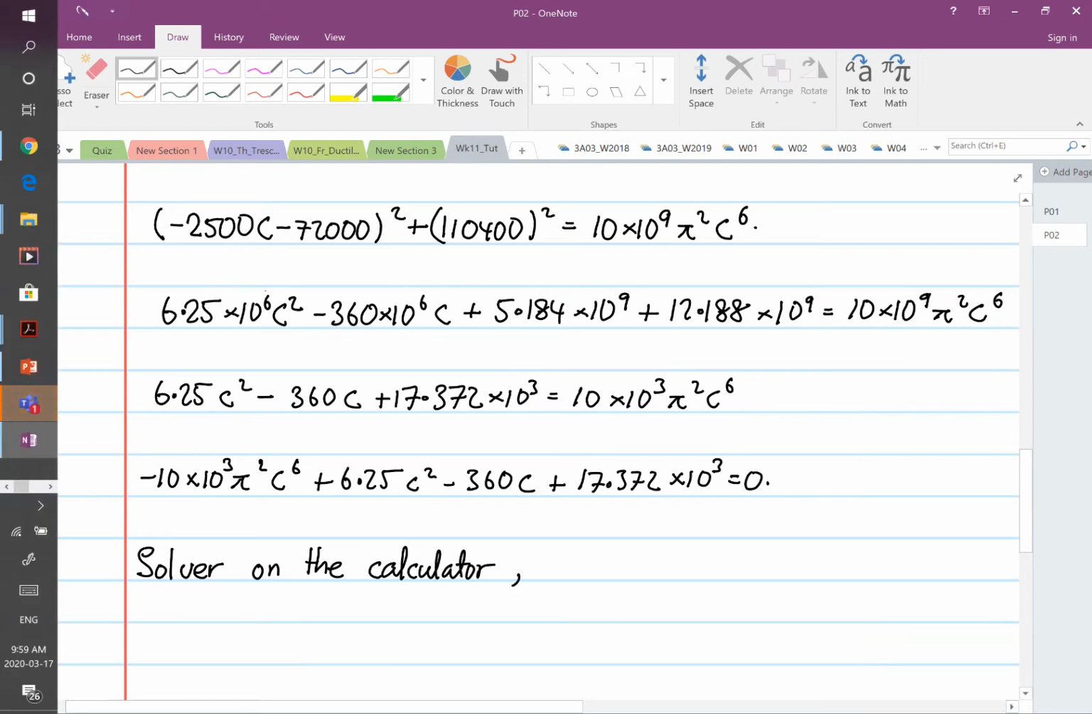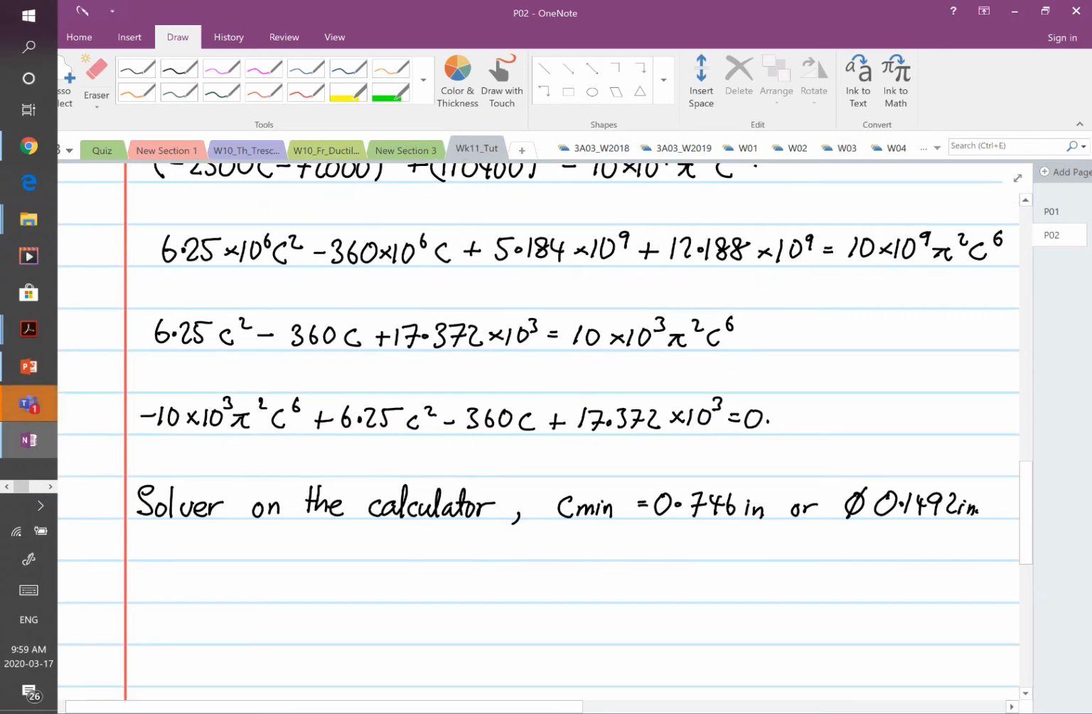So we realize once we use the solver, we have 2 possible answers. The minimum C is equal to 0.746 inch, or the diameter is equal to 0.1492 inches. So from here, we take C equal to 0.746 inch.